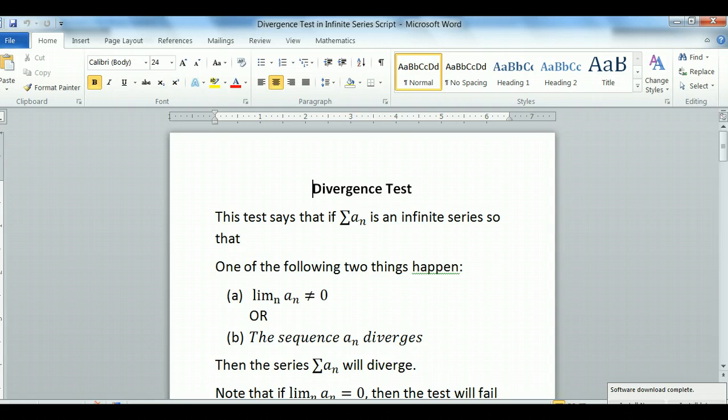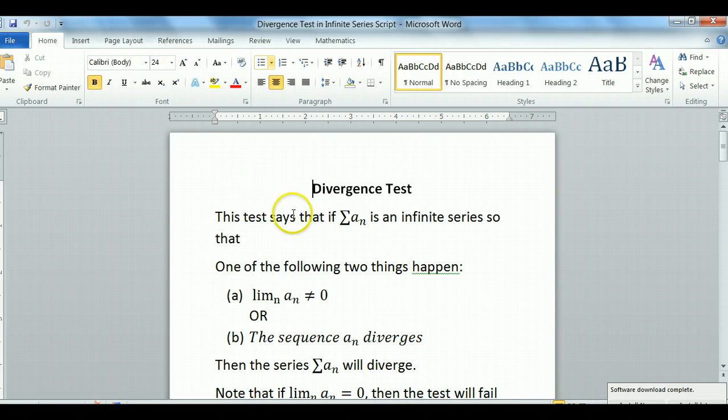Now the next test that we are going to learn is the so-called divergence test. Now you should remember that this test will only test for divergence. I mean, you can never check whether a series is convergent. You can never prove whether a series is convergent from this test. Now what this says is very simple.